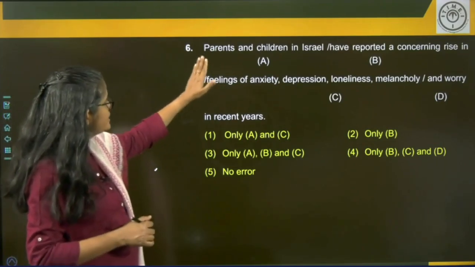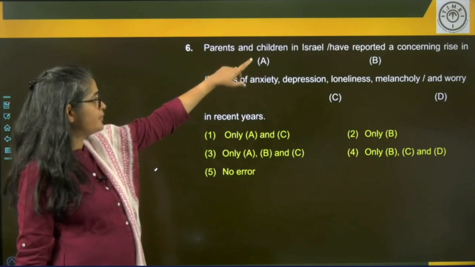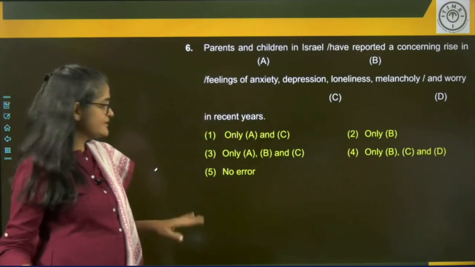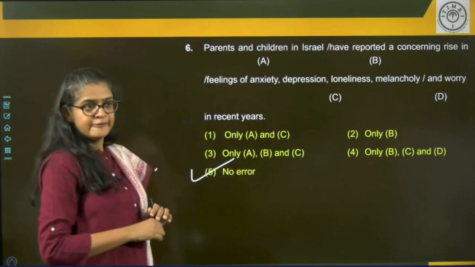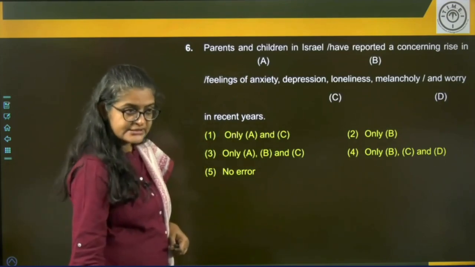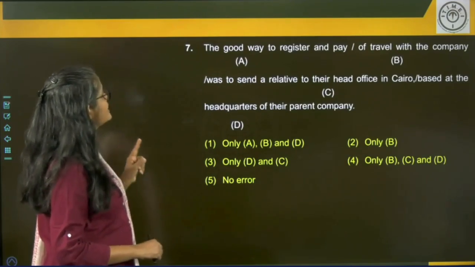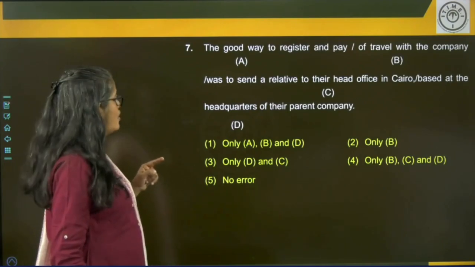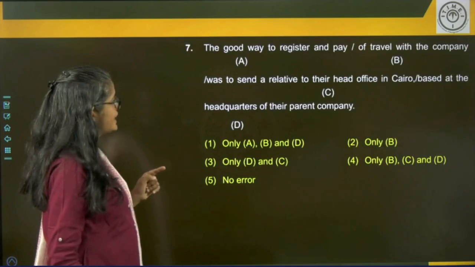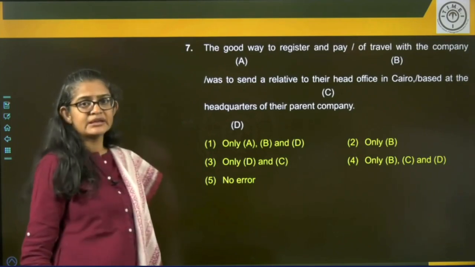Okay, parents and children in Israel have, so this is plural, the right verb has been used there, reported a concerning rise in feelings of all these things in recent years. So, no error. Option 5. Sometimes you do get no error questions also. Let's look at one more question. Okay. The good way to register and pay of travel within the company was to send a relative to their head office in Cairo based at the headquarters of their parent company.